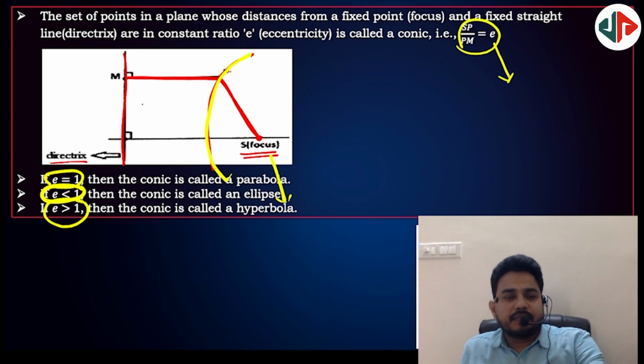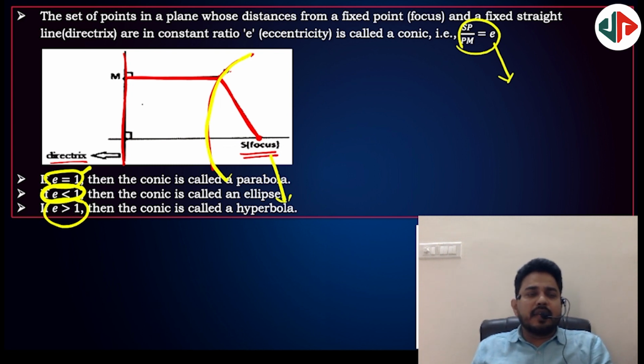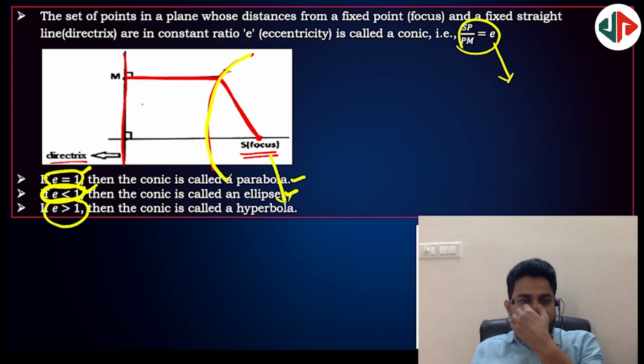E is less than 1, ellipse. E is equal to 1, parabola. E is greater than 1, hyperbola.